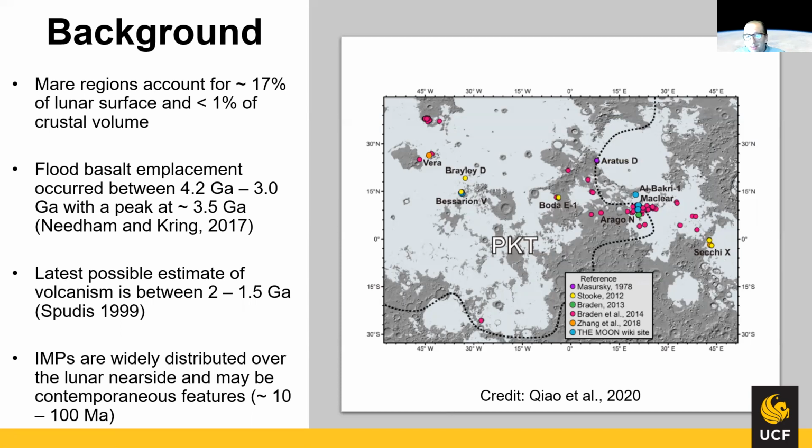It is estimated that the flood basaltic emplacement of Mare regions occurred between 4 and 3 billion years ago, with a peak around 3.5 billion years ago. However, the lack of superposed craters on the morphologically smooth deposits of IMPs indicate that they may be relatively young, possibly as young as 10 million years old.